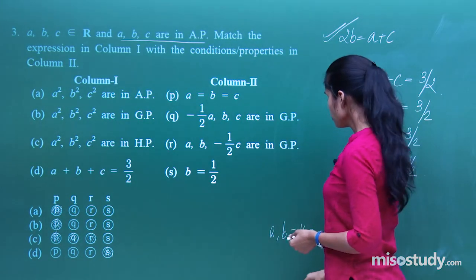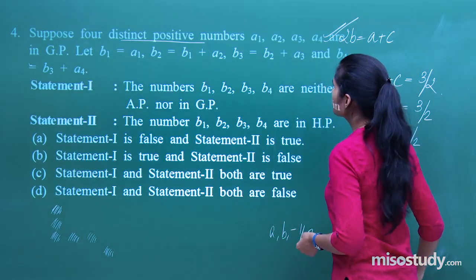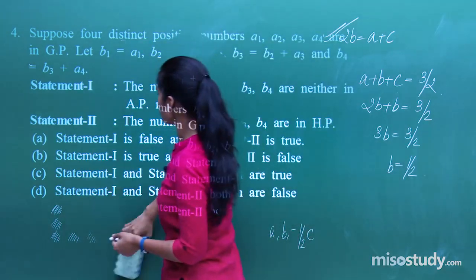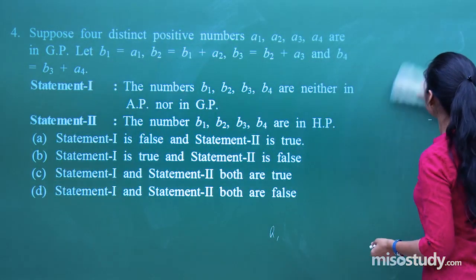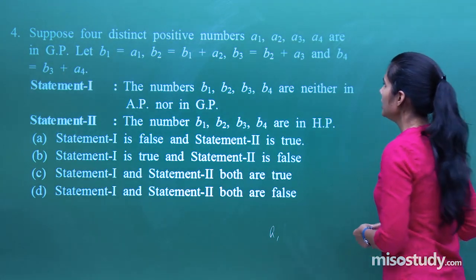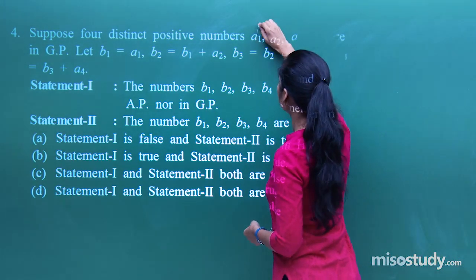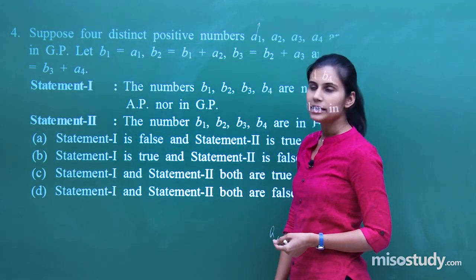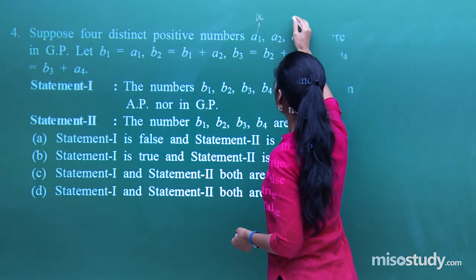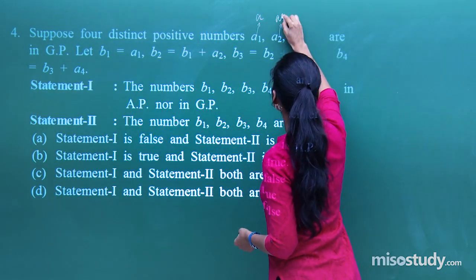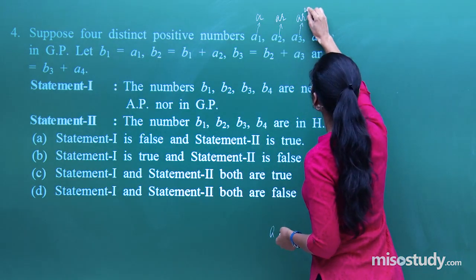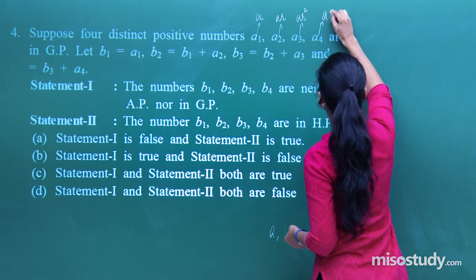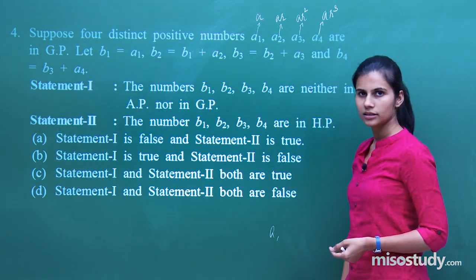Fine. Moving on to the next question we have. Suppose four distinct positive numbers a1, a2, a3, a4 are in GP. If that is the situation, I am going to say let the first term of that GP be small a and the common ratio be small r. So you get a1 is a, a2 is ar, a3 is ar square and a4 is ar cube.